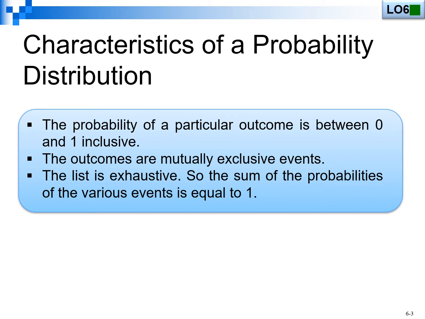The range of probabilities is always 0 up to 1. The outcomes are said to be mutually exclusive. The list is exhaustive, but again, the idea is that the sum of your probabilities should always equal 1.